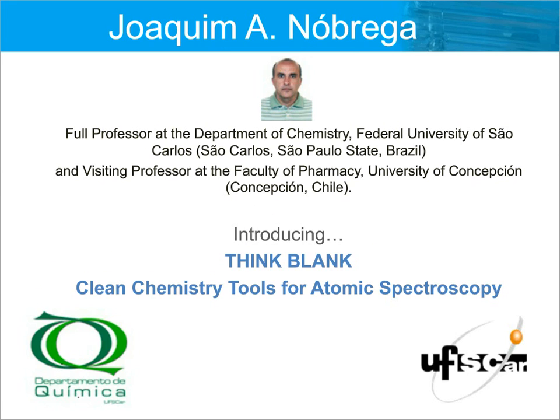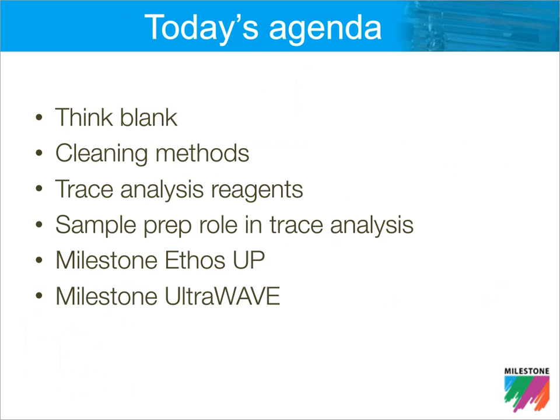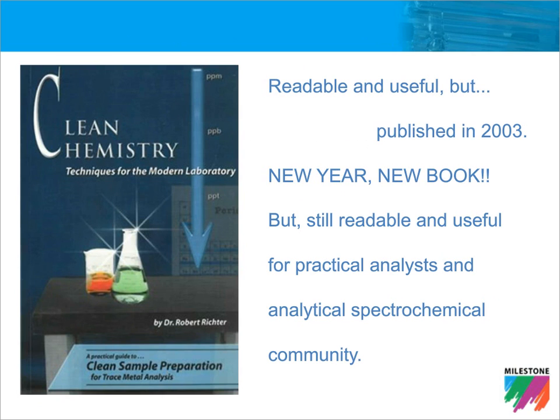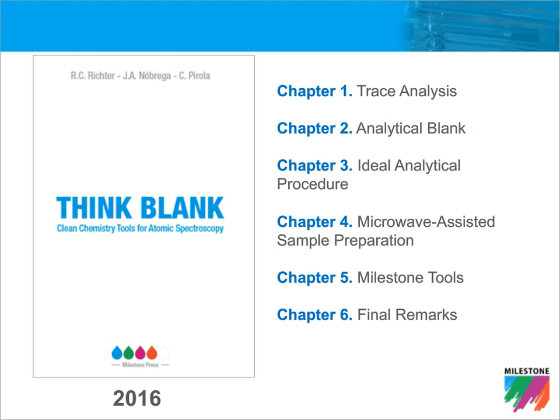Thanks, Laura. So, we will briefly talk about clean chemistry tools for atomic spectroscopy. Hello, everybody. Certainly, you know the Clean Chemistry book written by Robert Richter in 2003. It's still a nice source of information about clean procedures in analytical chemistry with practical tips about control of contamination and sample preparation. Recently, we have decided to update it.